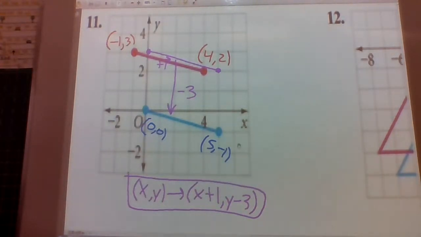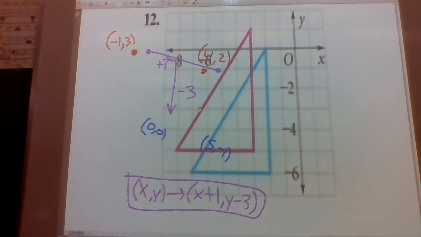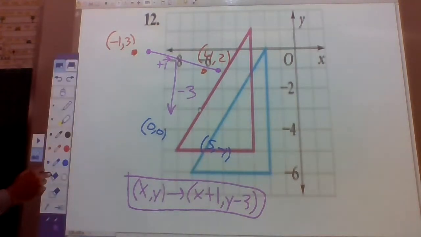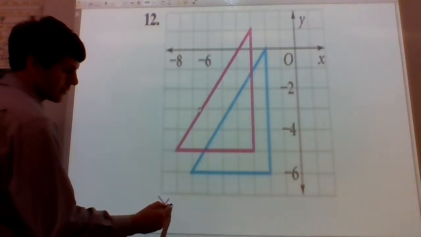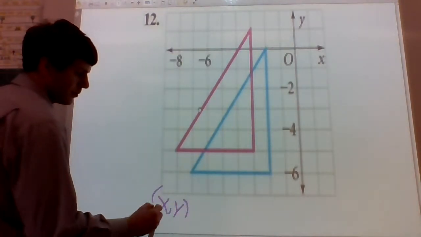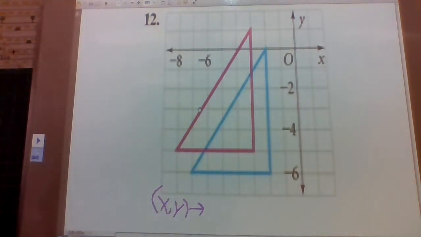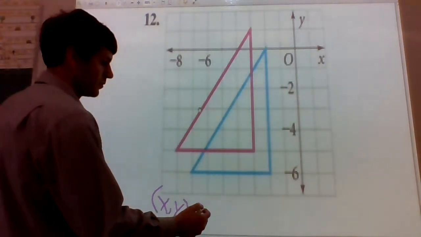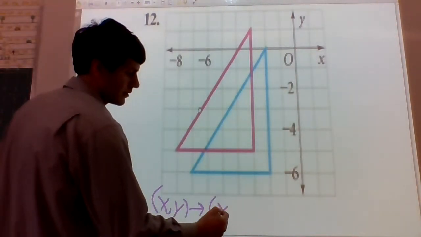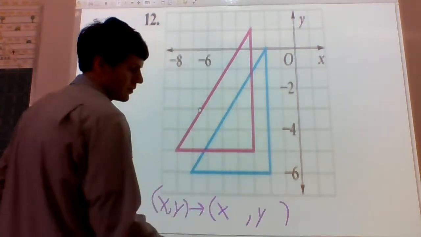Number 12. The last one here. Okay, same thing. We're going from red to blue. So how do we get from red to blue? Again, our notation is going to be x comma y. We're in the xy plane. Every point on the red triangle has an x coordinate and a y coordinate. We want to see where the x coordinate gets mapped to and where the y coordinate gets mapped to. So it's going to be x something, y something, depending on what our horizontal and vertical shifts are.